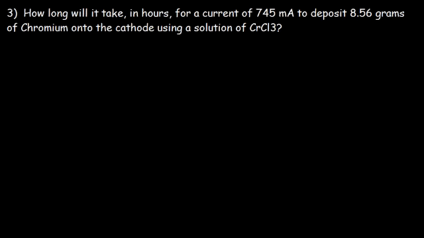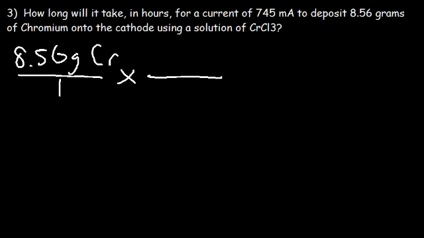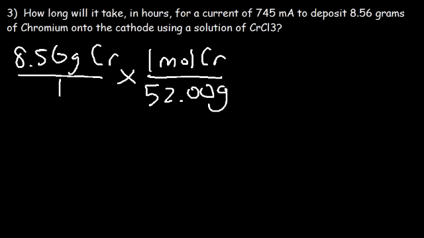So let's go ahead and begin with this problem. So we're looking for time. Let's start with the mass. So there's 8.56 grams of chromium, and we need to convert it into moles. So the molar mass of chromium is 52. So 1 mole of chromium atoms has a mass of 52 grams. So the units grams cancel.